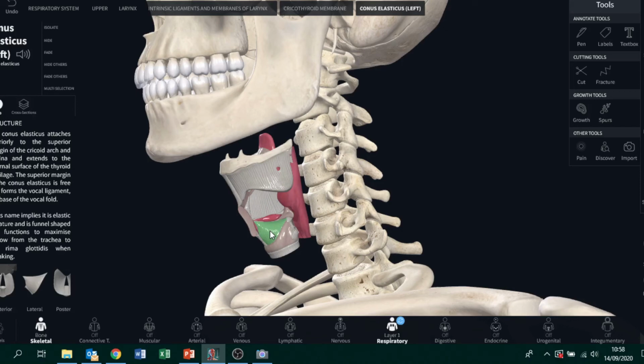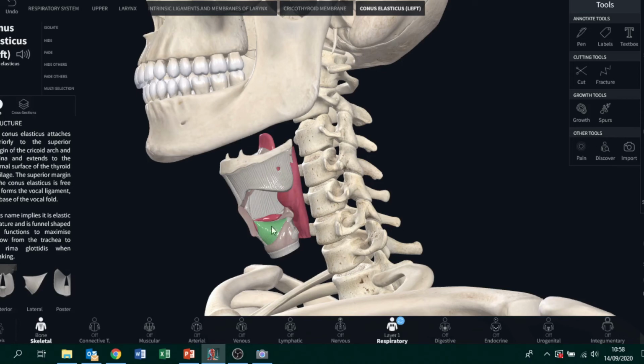This happens a lot in anatomy. One structure has several names. So conus elasticus essentially is a Latin name given based on the structure of this membrane. However, cricothyroid membrane sounds better to me, just because it's talking about its location and helps you remember where it's attaching to.